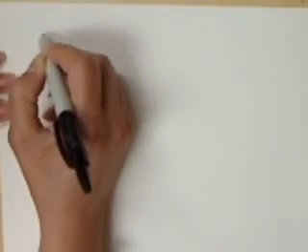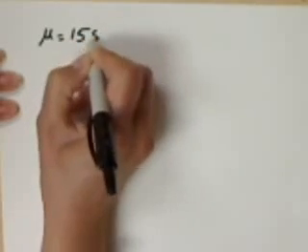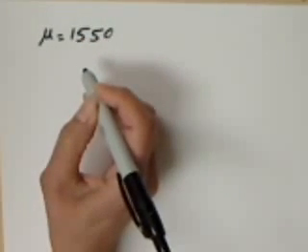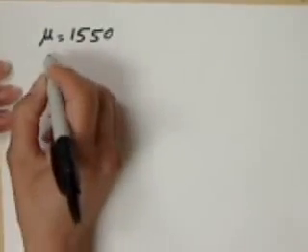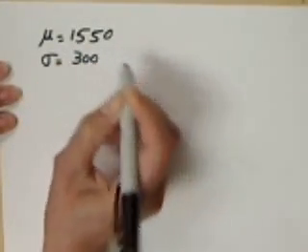Is lack of sleep causing traffic fatalities? A study conducted under the auspices of the National Highway Traffic Safety Administration found that the average number of fatal crashes caused by drowsy drivers each year was 1,550. So we know mu is equal to 1,550. Assume the annual number of fatal crashes per year is normally distributed with a standard deviation of 300. So we know sigma is 300.